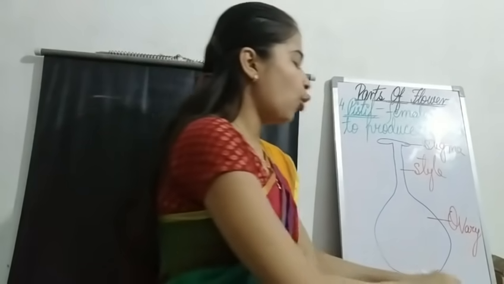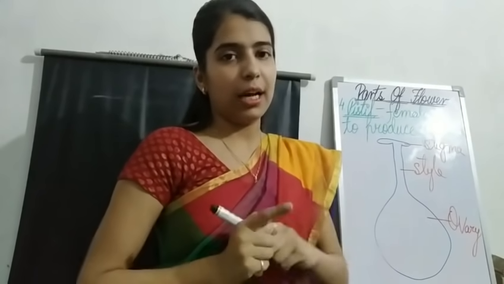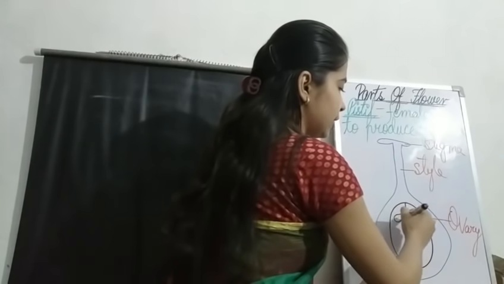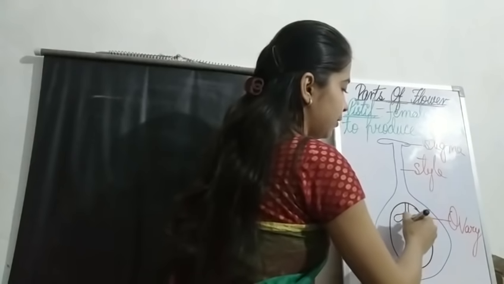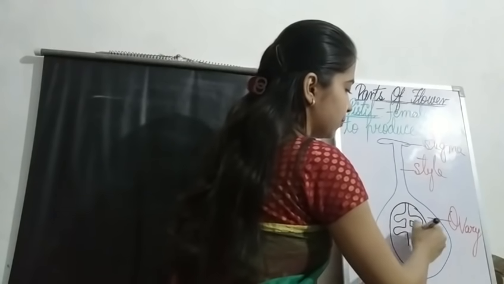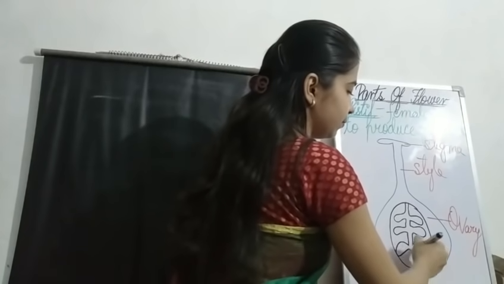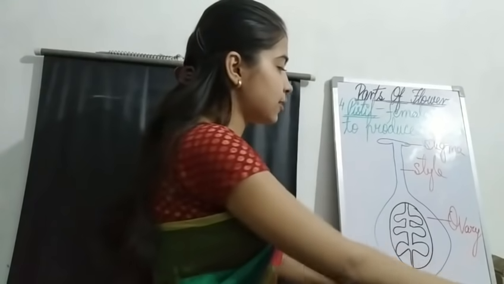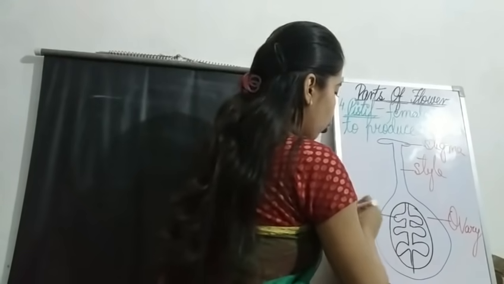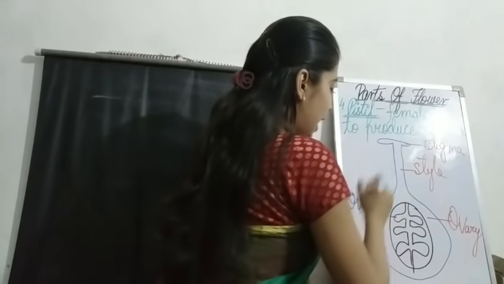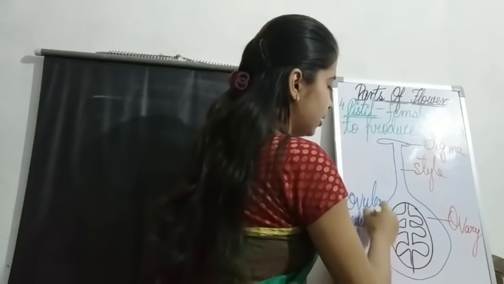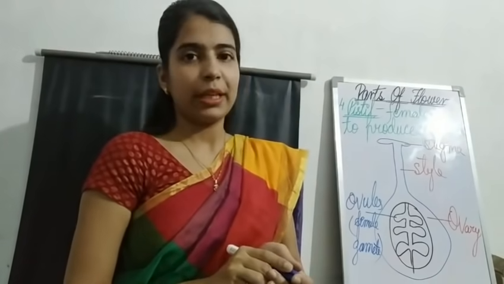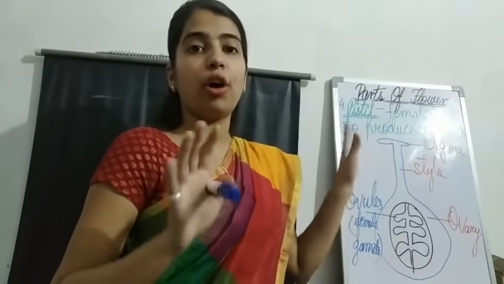Clear? Now, the ovary is the part of the flower where the female eggs are produced. This is the part of the flower where the female eggs of the flower are produced. These female eggs are called ovules, and inside these ovules you find the female cells or female gamete. Clear? So, this is the structure of your pistil.